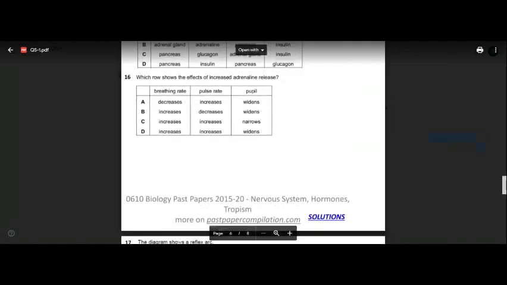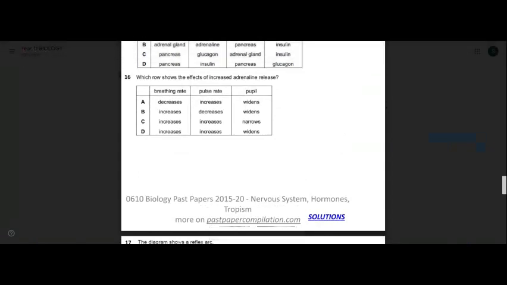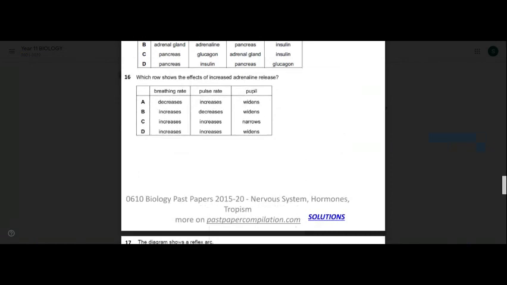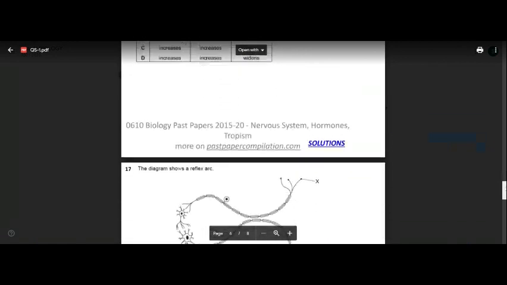Question number 16, which row shows the effect of increased adrenaline release. We have more release, more production of adrenaline. In which of these options is the proof? So if the breathing rate increases, I know that the pulse rate should increase and the pupil should widen. So in which one do we have all these conditions? So it should be B, increases, widens. So B is the answer.